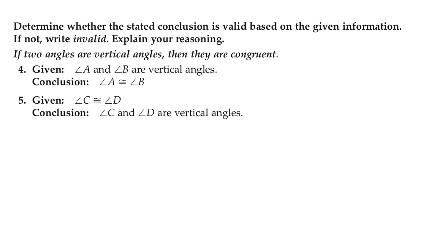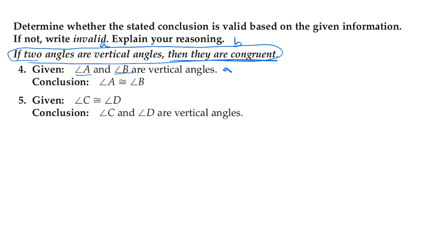Okay, let's go to the next one. So determine whether the stated conclusion is valid based on the information. If not, write invalid. Explain your reasoning. Okay, so we're given this, if two angles are vertical, then they are congruent, okay? So we're given vertical. Hey, hot dang, that's A, right? That's our if A, then B. Oh, well then we know the angles are congruent. So angle A, angle B, that's the congruent symbol, check. This is law of detachment. This is valid. Check. Got it.